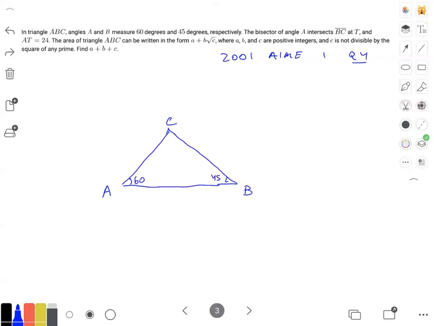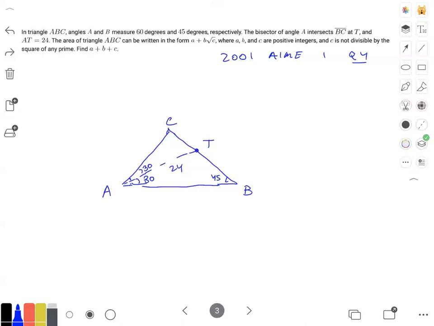Respectively, the angle bisector of A intersects BC at point T, and AT is equal to 24. If it's an angle bisector, I'm going to write these both as 30, and then find the area of the triangle.